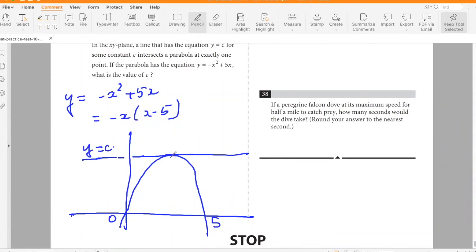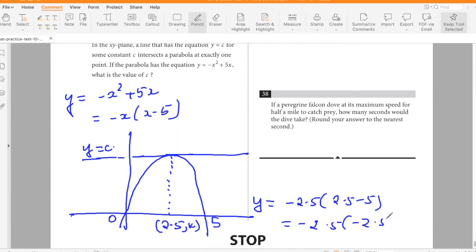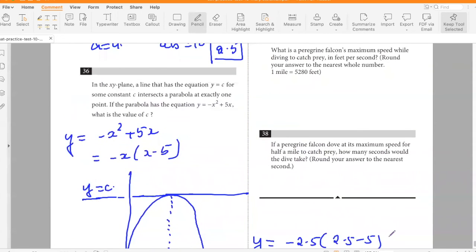So how do I find the y coordinate of the vertex? I know that the x coordinate of the vertex is 2.5 because the x coordinate of the vertex is the midpoint of the x-intercepts. And to find the y coordinate, I can simply put x equal to 2.5 in the equation of the parabola. So y will be minus 2.5 into 2.5 minus 5, which is minus 2.5 times minus 2.5. So 6.25. So the value of C would be 6.25.